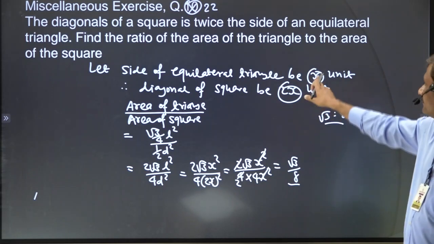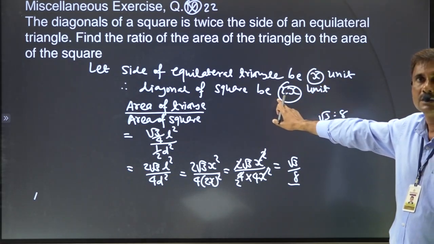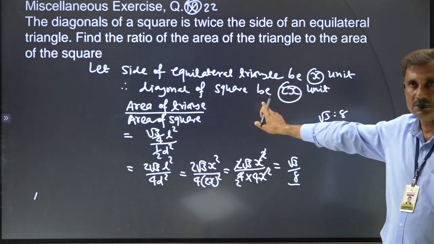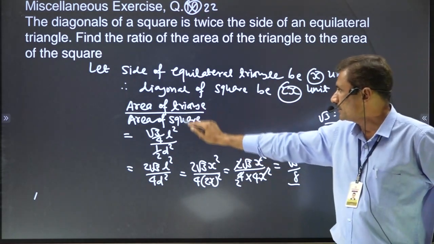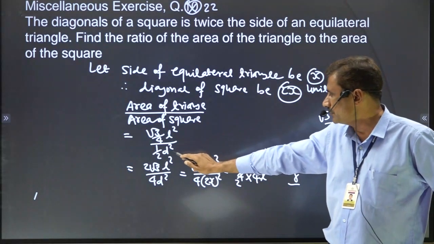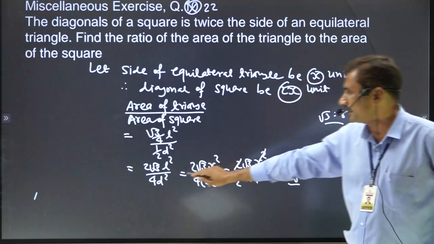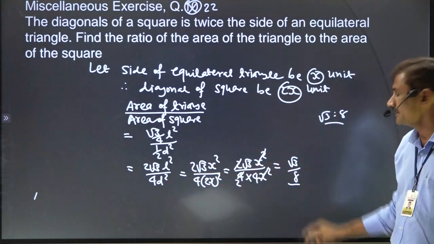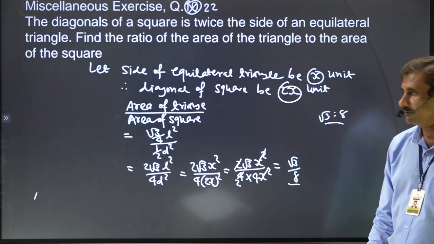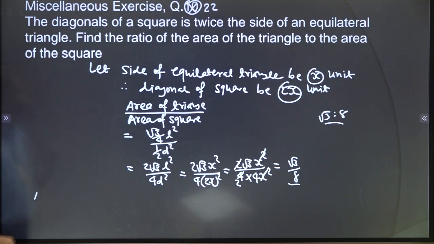Okay, so understand well. We supposed the triangle side, so automatically we got the square's diagonal because it is twice. Now according to them, we took the ratio, both formulas are placed, and L and D's supposition is placed there. So after simplification, we got root 3 by 8. Understand well and take a screenshot also now.